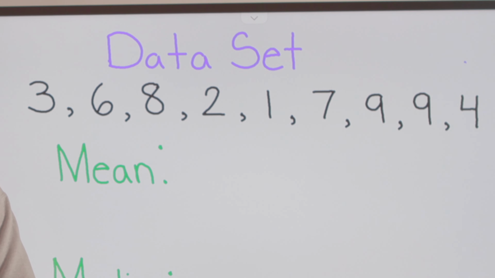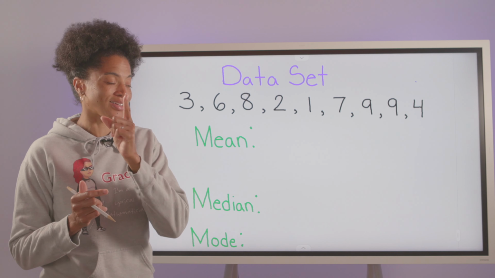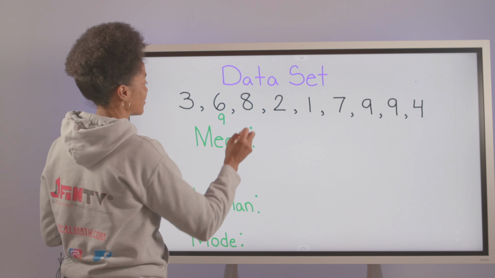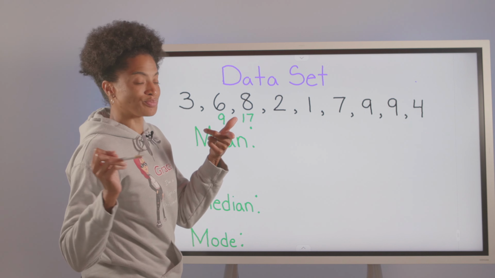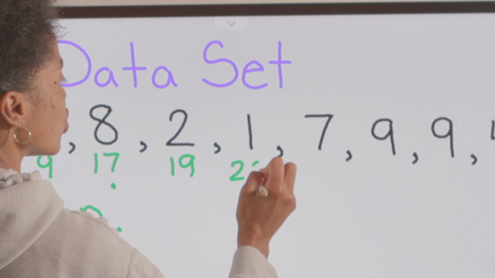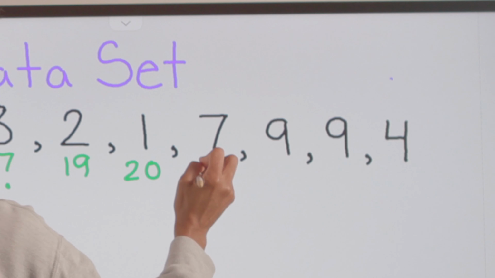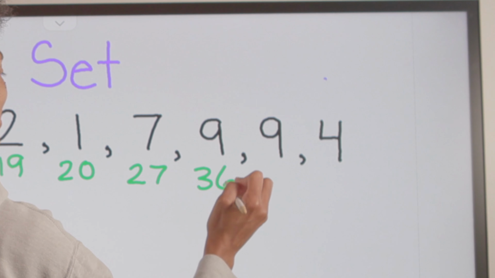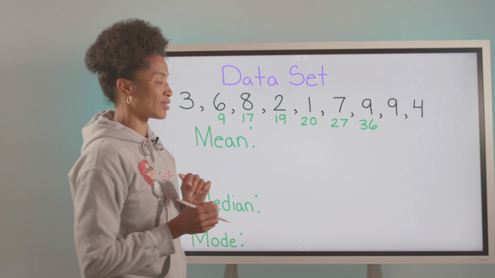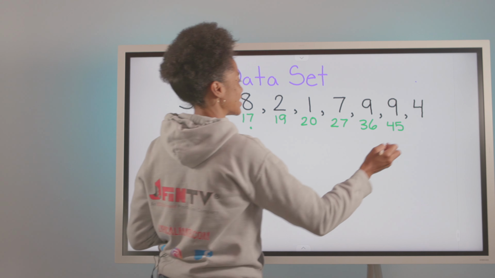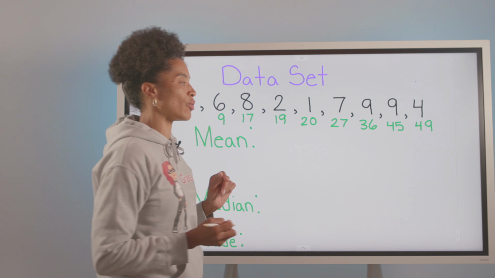Checking this out, we're going to start with the mean. If I'm looking for the mean, I add my numbers up, dividing by the total numbers in my data. Let's get started. 3 plus 6 gives us 9. 9 plus 8, 17. 17 plus 2, 19. 19 plus 1, 20. 20 plus 7, 27. 27 plus 9, 36. 36 plus 9 more, 45. 45 plus 4, 49. All right, we have our sum.